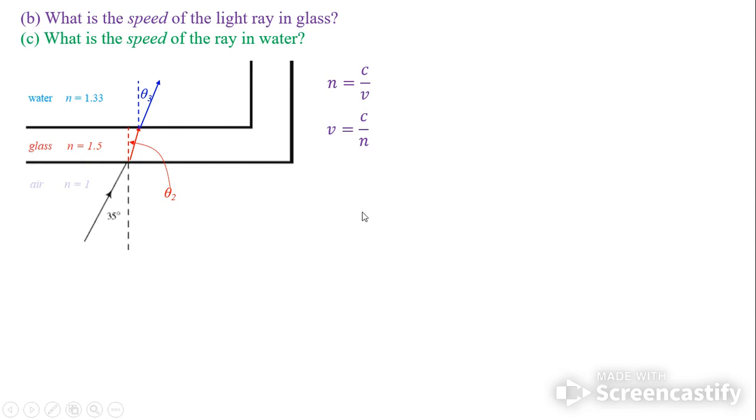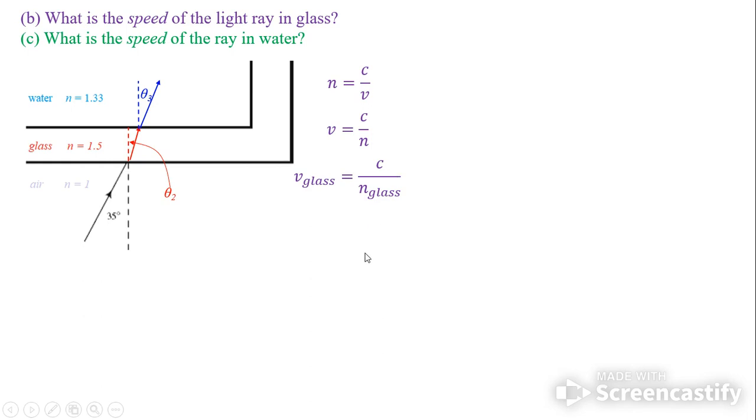So v is equal to c, which is the speed of light in a vacuum, divided by the index of refraction. In this case, the index of refraction would be for glass, and part B wants us to know the speed of light in glass. So I went ahead and added a subscript to your v, so it'll be v glass is equal to c. C does not have a subscript because that is the speed of light in a vacuum, which is essentially the speed of light in air. The difference is very minimal, so we just assume that c in air is the same as it is in a vacuum.